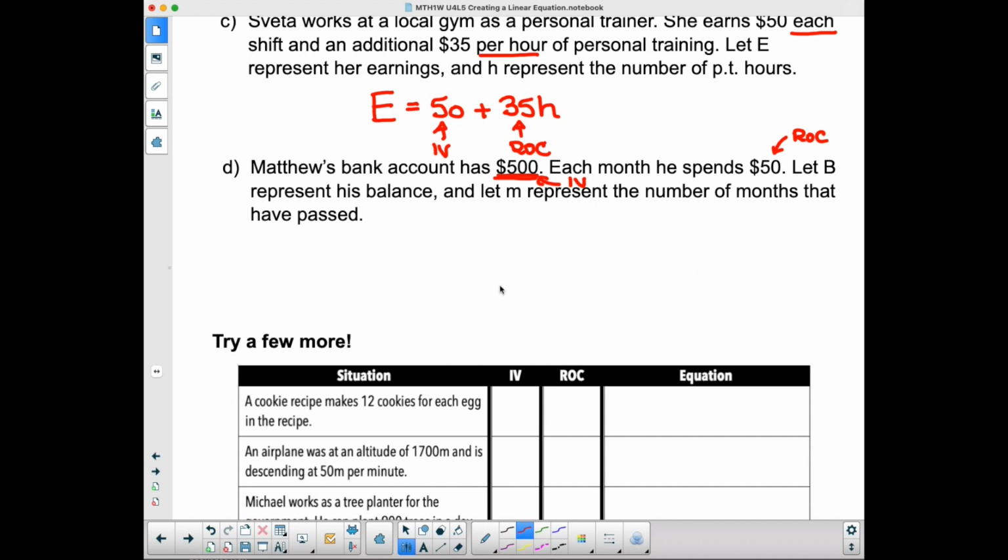Now you've got to be careful with this one, because B is his balance and he's starting at $500. Now all of the ones up till this point have had a plus here, but "spends" implies that we are going to minus something. So we're going to subtract $50 for every month, and it asked us to use M, so 50M.